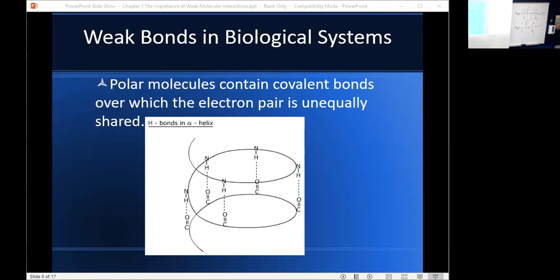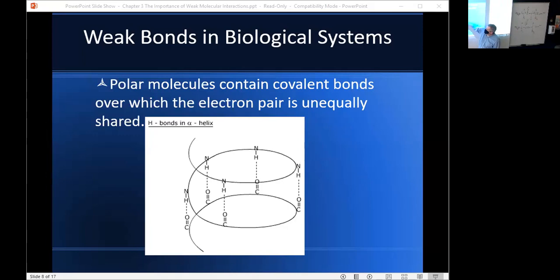Okay, so what we're looking at here in this slide is hydrogen bonding between functional groups in the polypeptide backbone of a protein. Okay, so carbonyls can act as proton acceptors in a hydrogen bond with an amino group. And here's an amino group acting as a proton donor. Carbonyl acting as a proton acceptor.